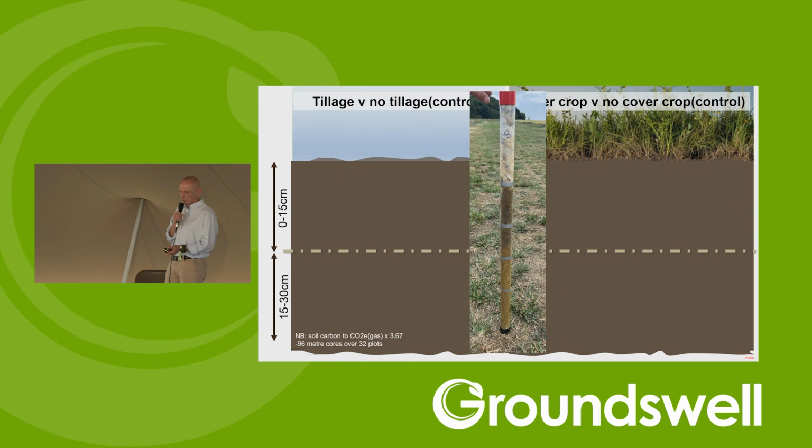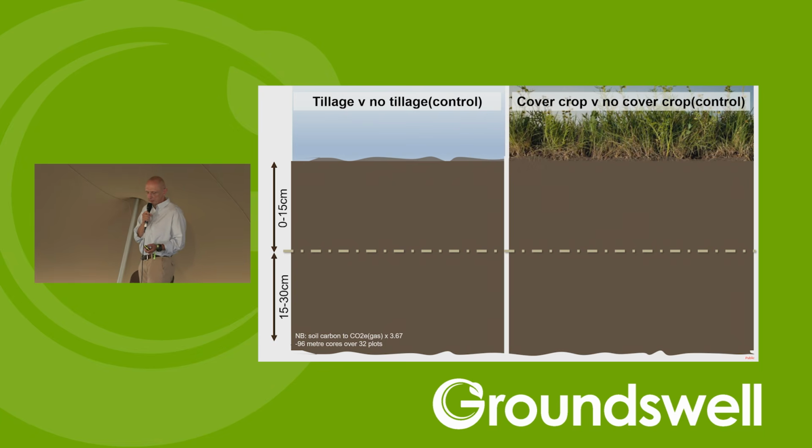So these are the columns of soil. We break them into 4. We took 96 of these on a 32 plot trial, 8 treatments. Okay, and this is what we found. This is after 5 years. Comparing tillage to no tillage, so no cover crops involved.